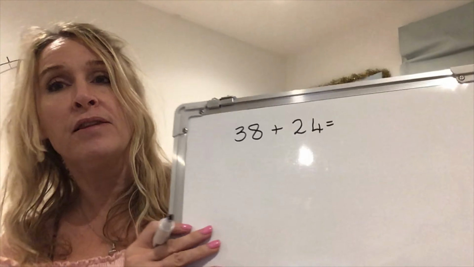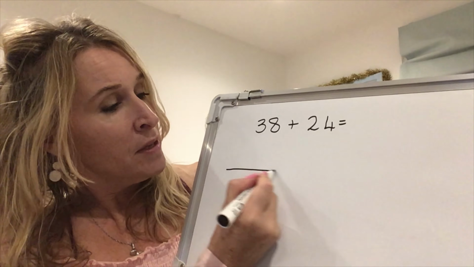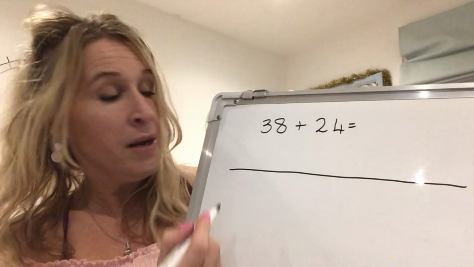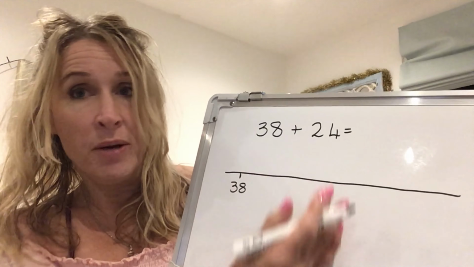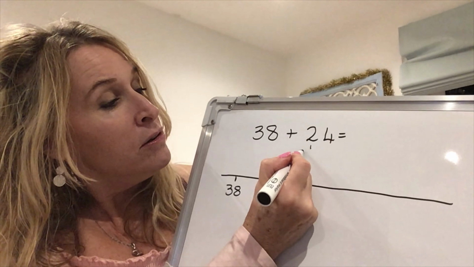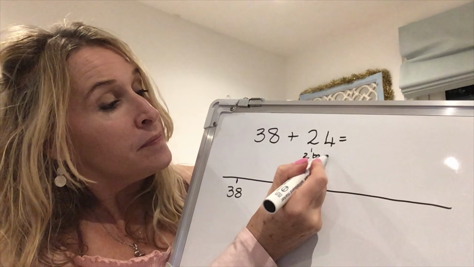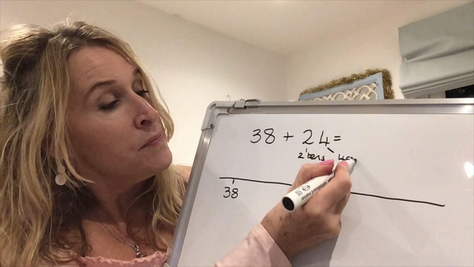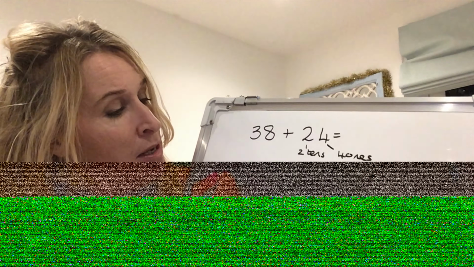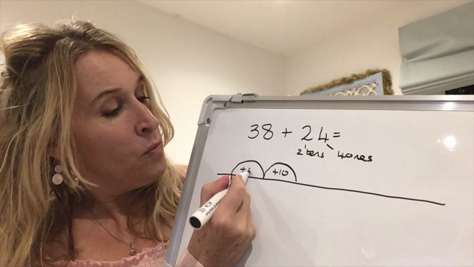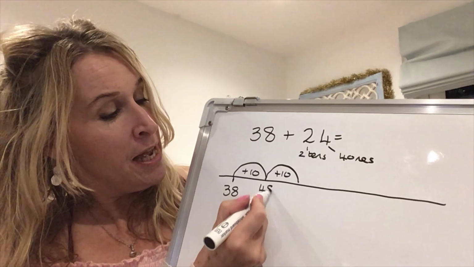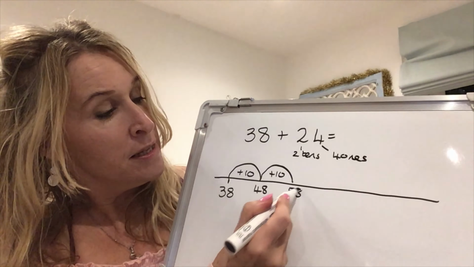Now just one more thing on that as well. If we had something like 38 plus 24, again, we get the children to draw a number line. We're adding, so we're going to start here to give us room to jump on. We're adding on 2 tens and 4 ones, so we're going to show that on the number line. We're going to draw 2 tens, which would be 48, 58.